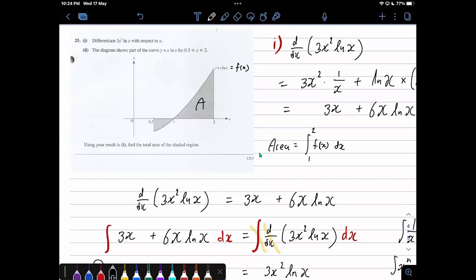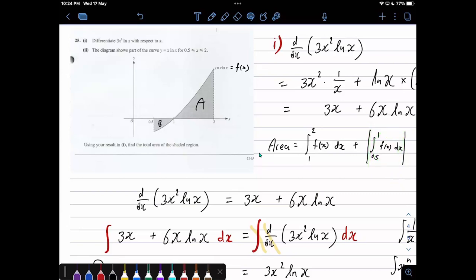Plus region B, from 0.5 to 1, but it needs to be modulus. Very good. Yes, you remember. I was waiting for you to make a mistake. Because it's below the x-axis, it will be negative. But we want area, so it must be positive. That's why you must put modulus here. And you must remember that if the value inside is negative, the modulus will make it positive, which essentially means you're multiplying it by -1.